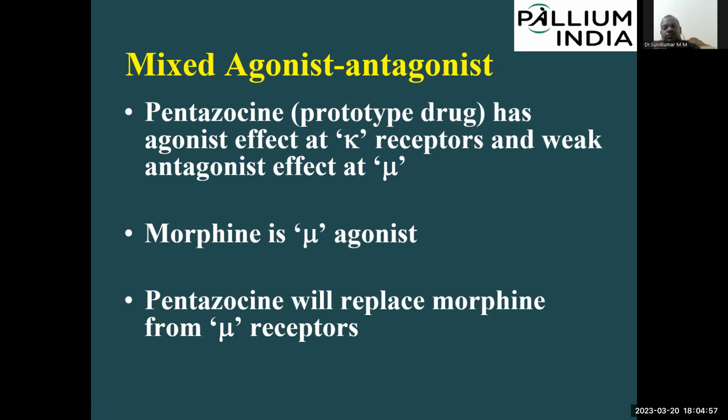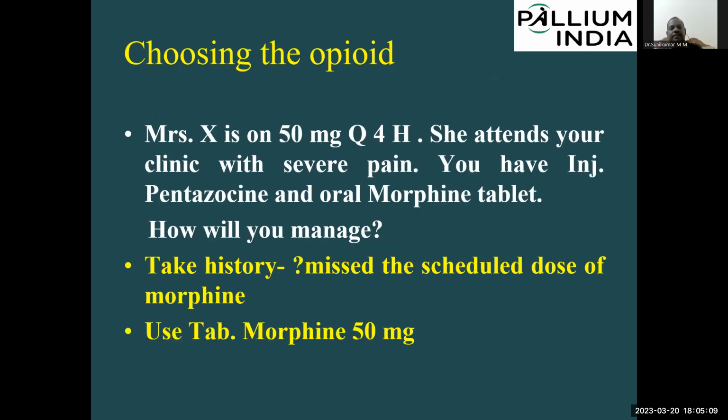Okay. So what will happen if you give pentazocine to this patient? Actually, it can increase the pain. Okay. So it is better to give tab morphine itself. So if a patient is on a large dose of mu agonist, don't administer any partial or agonist-antagonist opioids to that patient.